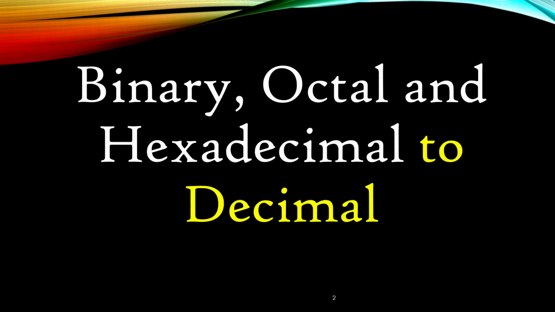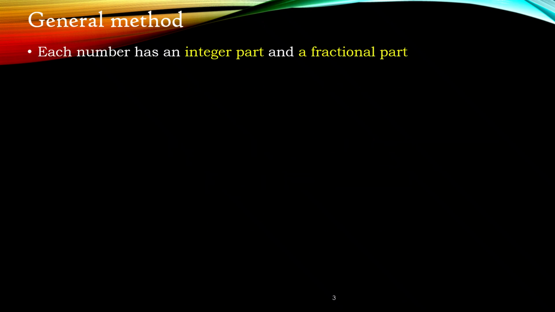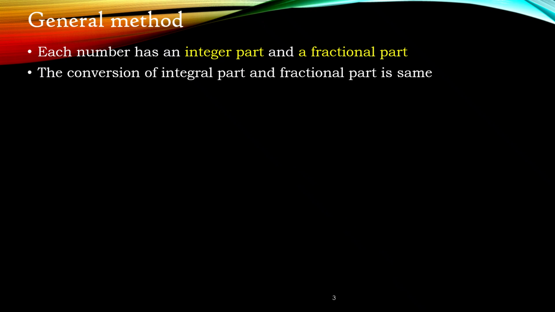So today we are going to see the conversion from binary, octal and hexadecimal system to a decimal system. Now let us see some strategies behind converting. The first thing is every number will have two parts, the integer part and the fractional part. When converting any number to decimal, we have to deal with the integer part and the fractional part separately, but we have to do the same calculation for both parts in this conversion.